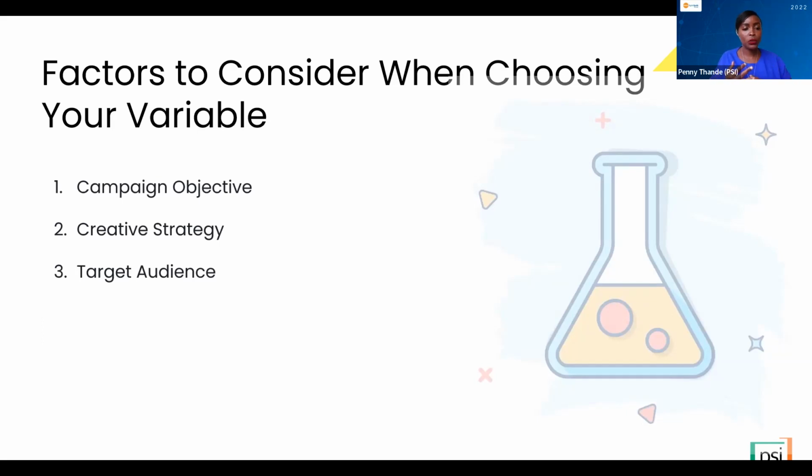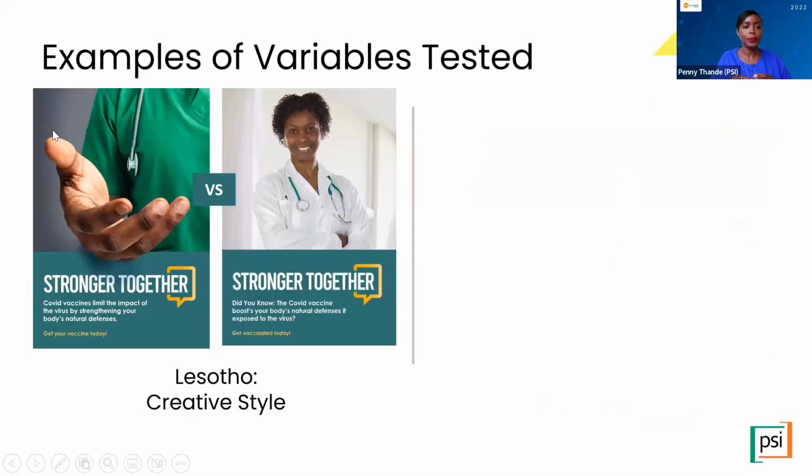So we've talked about age, we've talked about location. The other thing you could test with the target audience is gender. You want to have an idea of how your campaign will work depending on the gender, so that you can target the gender where your campaign is likely to have better results and better health behavior change. Those are some of the things you think about when you're choosing the variable.